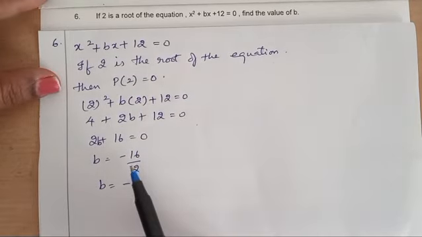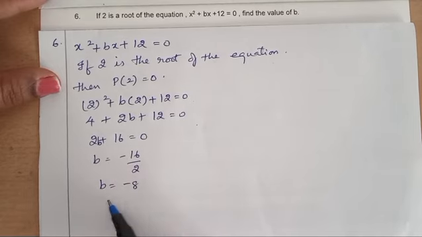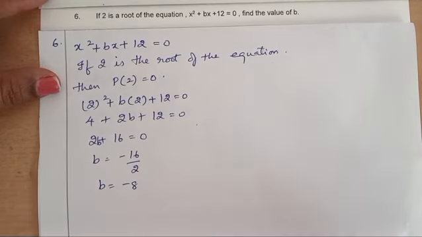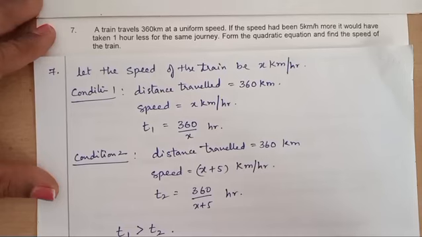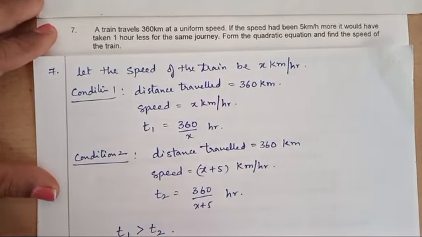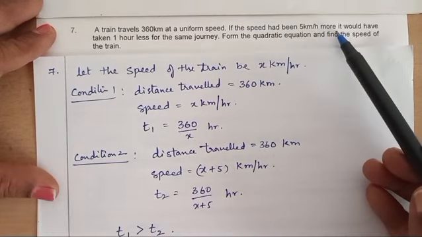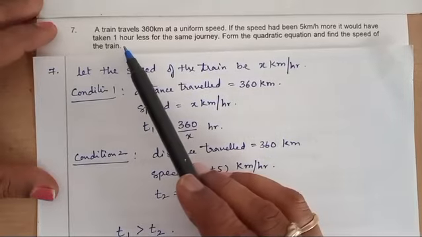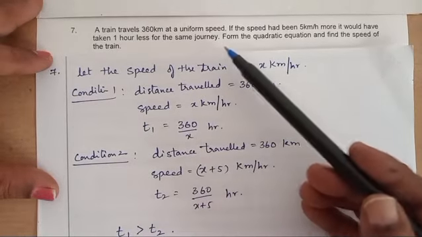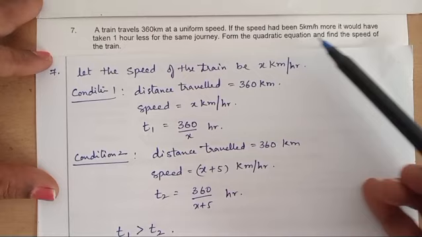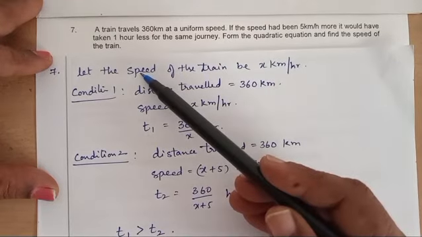b is equal to minus 16 by 2, which is equal to minus 8. Question 7. A train travels 360 kilometers at a uniform speed. If the speed had been 5 kilometers per hour more, it would have taken 1 hour less for the same journey. Form the quadratic equation and find the speed of the train.